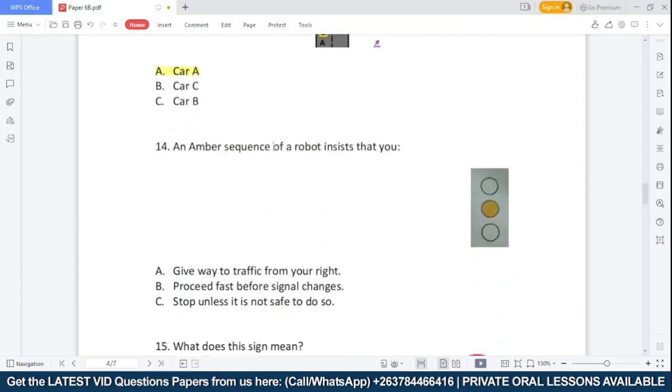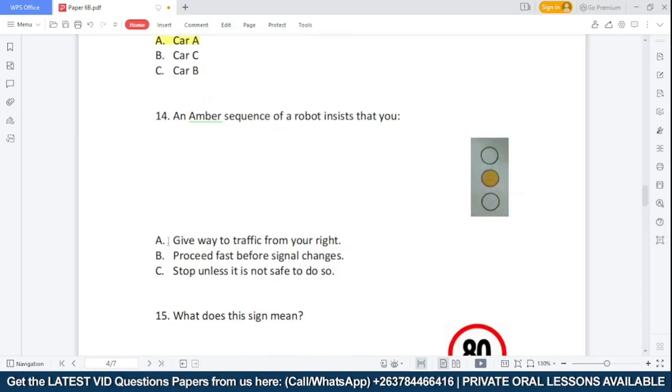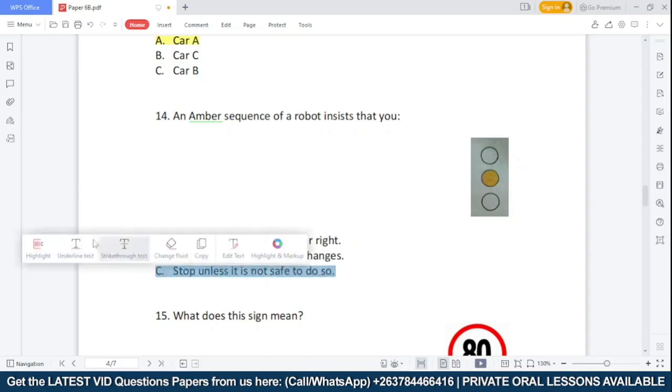Number 14, an amber sequence of a robot instructs that you... So the keyword here is amber. As you can see from this diagram, this is the amber. So what does amber say? Option A, give way to traffic from your right. B, proceed fast before the signal changes. C, stop unless it is not safe to do so. So you stop unless it is not safe to do so.